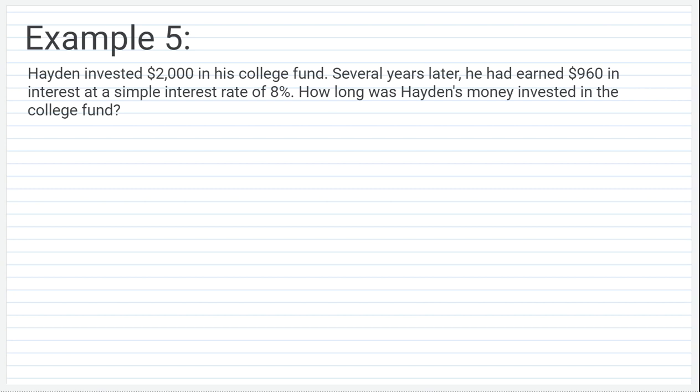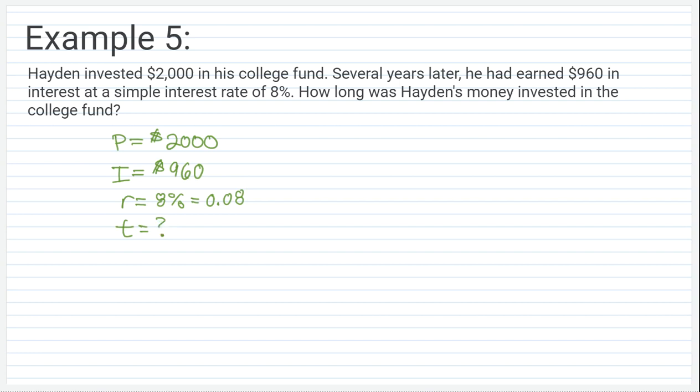So if I go through and identify our investment of $2,000, that is going to be your principal. So P is going to be equal to $2,000. My interest, they tell me that I've earned $960 in interest. And then they tell me that my interest rate is 8%. But remember, when we use our formula, we're not going to enter it in as the percent. We're actually going to rewrite this as its decimal form. So 8% as a decimal is 8/100ths. And again, we don't know what time is. So that is our unknown value.